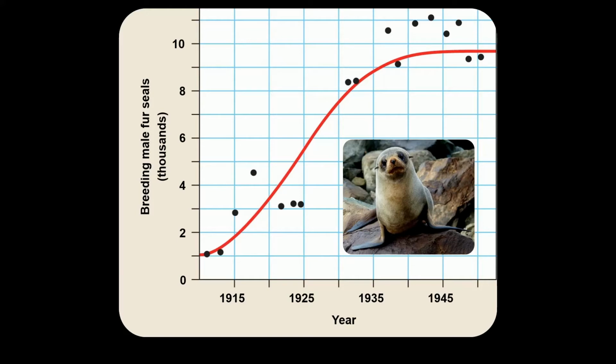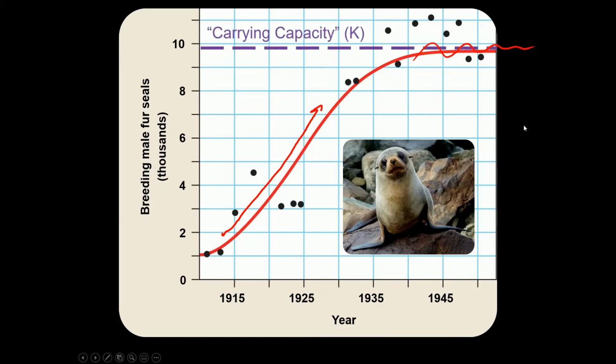After hunting was regulated, the fur seal population increased rapidly until about 1935, when it began to level off and started fluctuating around the population size of about 10,000 bull seals. At this point, a number of limiting factors, including hunting and the amount of space suitable for breeding, restricted population growth any further. The fur seal growth curve fits the logistic growth model that we just discussed, a description of idealized population growth that is slowed by density-dependent limiting factors as the population size increases.